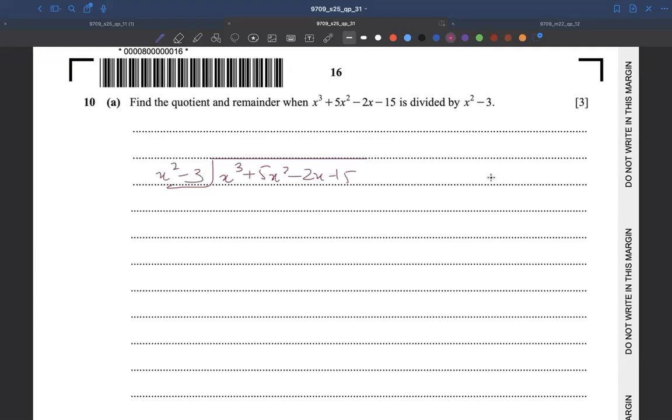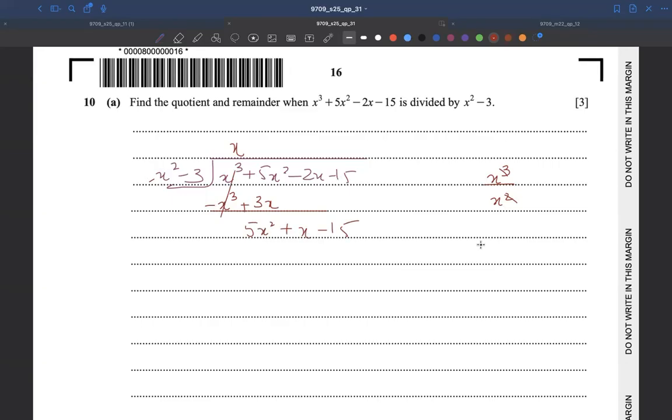In the first step, we will divide x cubed by x squared. We divide the higher powers. When we cancel out, we get x. X multiplied by x squared minus 3 will be x cubed minus 3x. We change the sign as we do in division, so this will become minus, this will become plus. This cancels out. We get 5x squared minus 2x plus 3x is plus x minus 15.